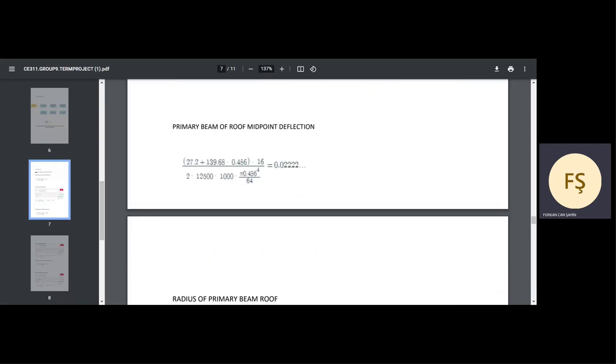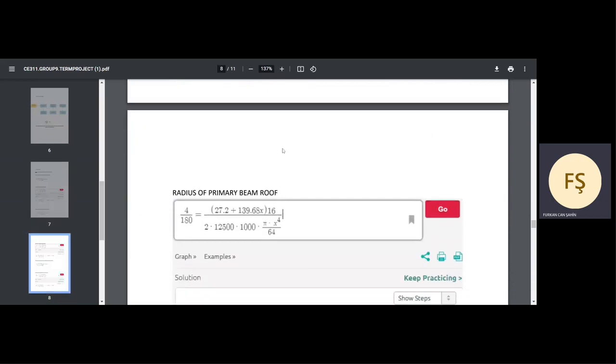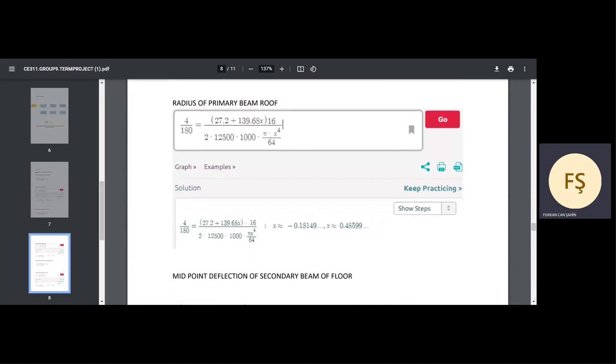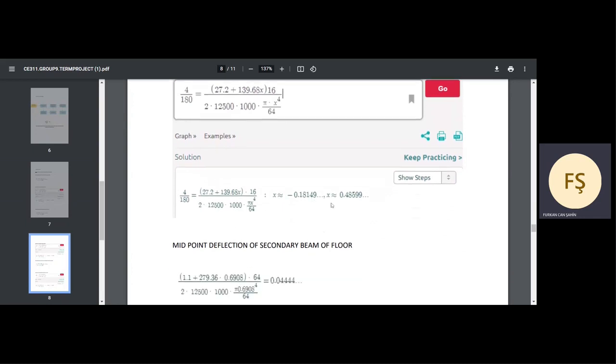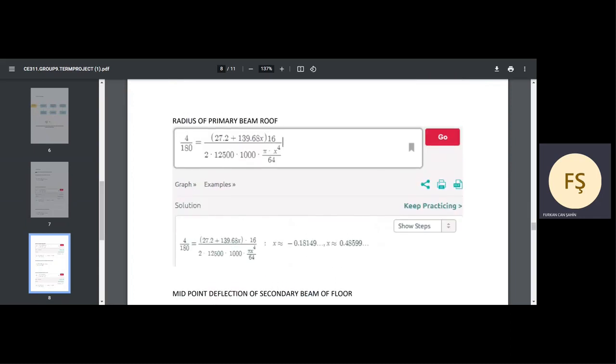Primary beam roof midpoint deflection. We use this formula here too, and we find this solution 0.022222. And there is a radius of primary beam roof. We use the formula over here, and we find this solution x equals 0.48599. Thanks for listening. That's all for me.